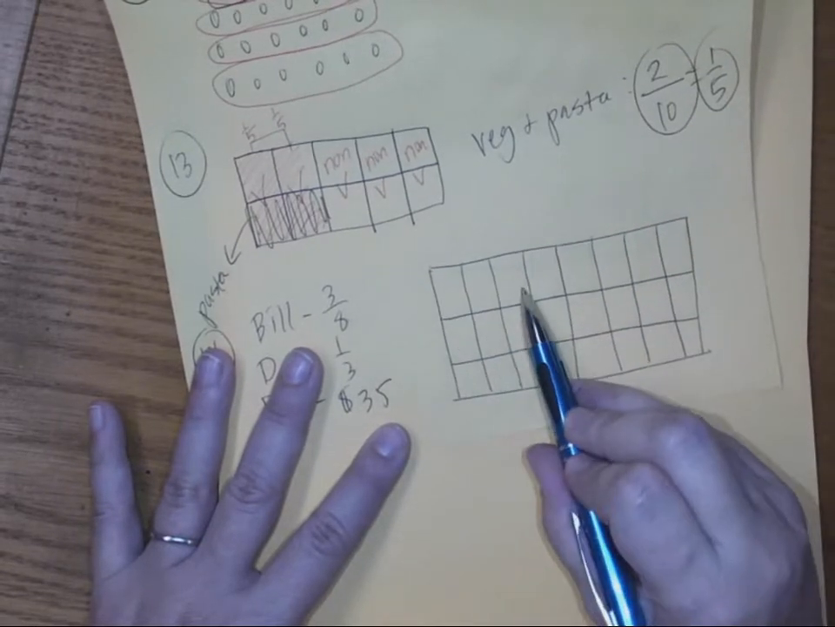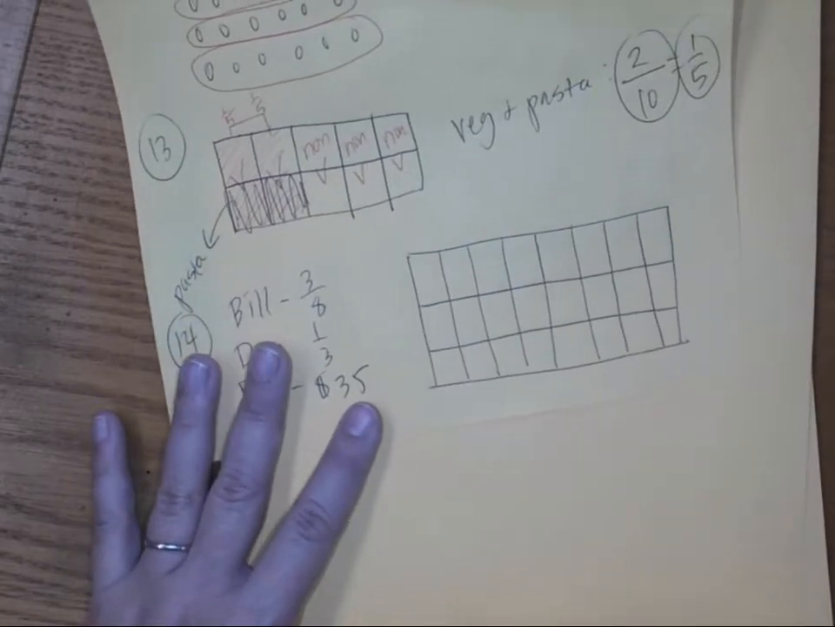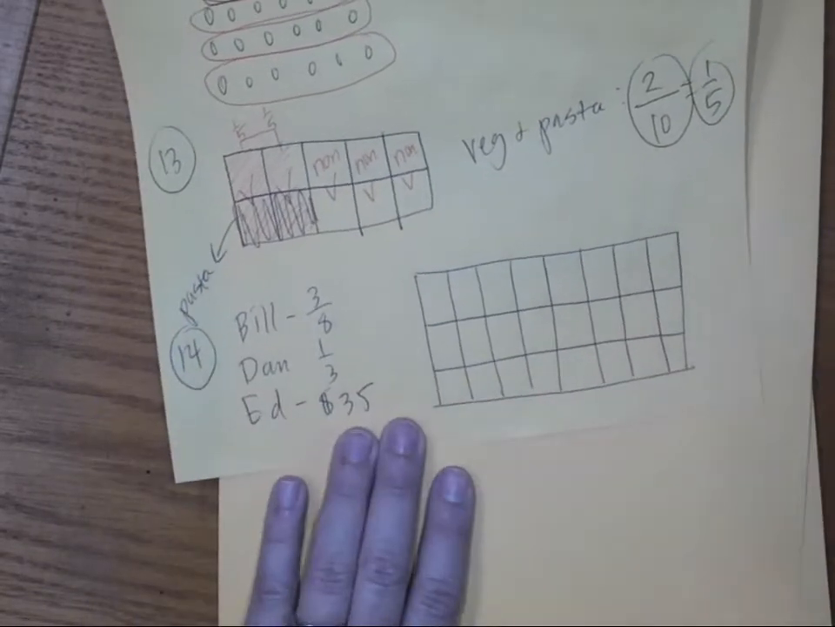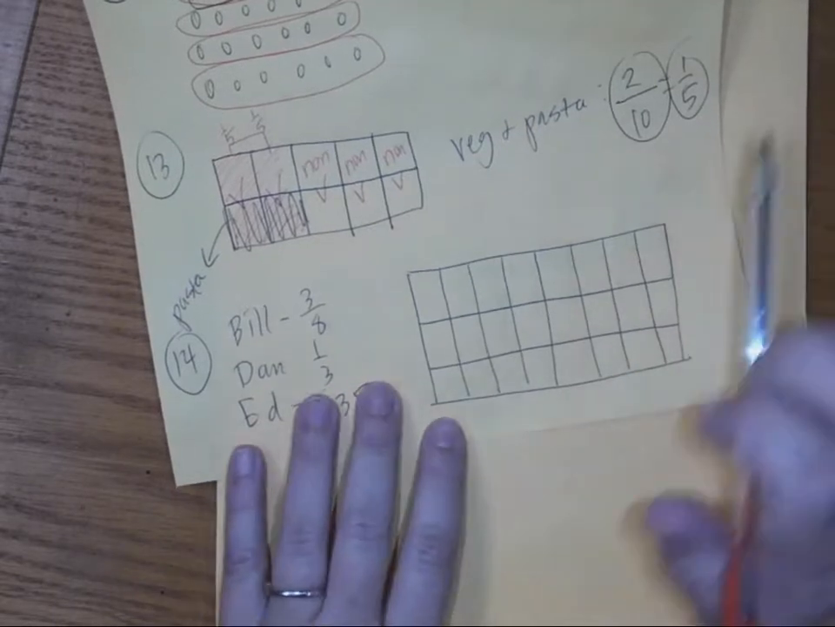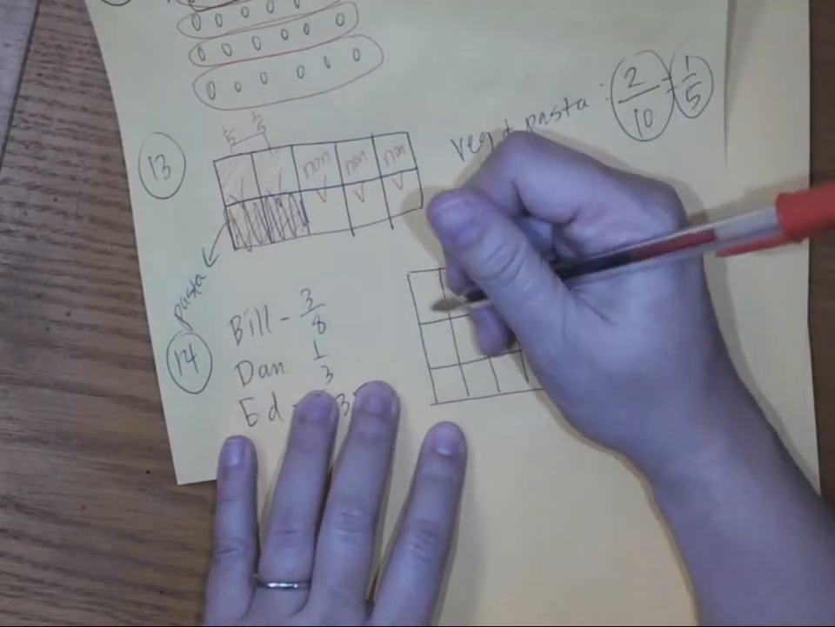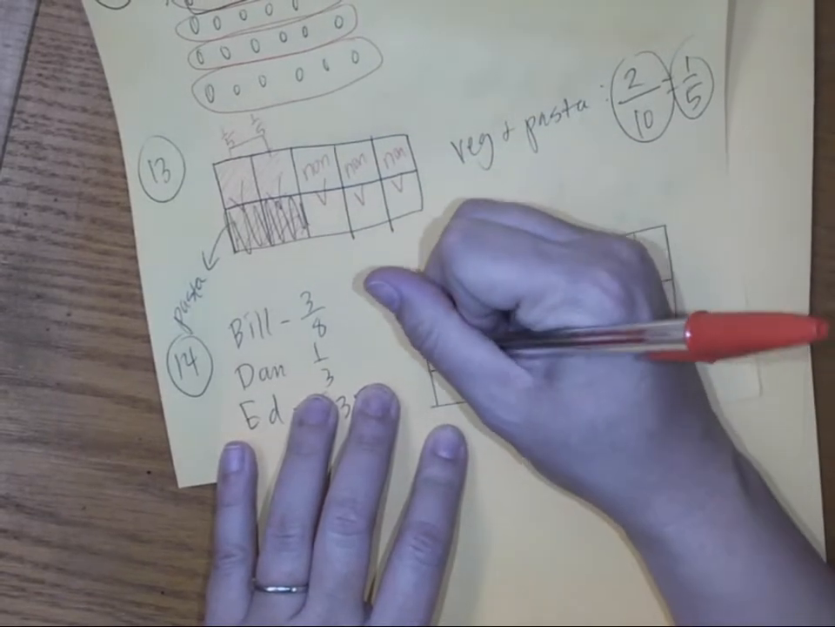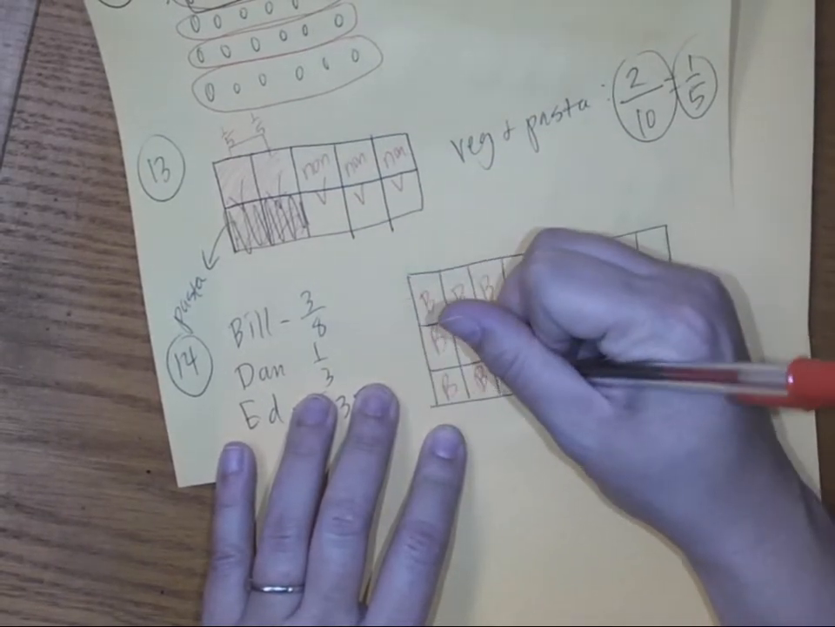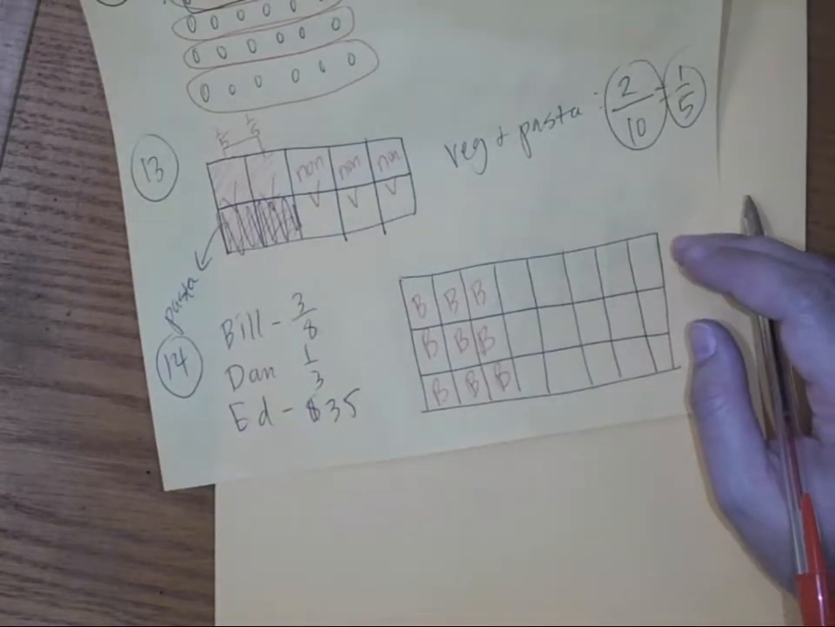So let's see, 1, 2, 3, 4, 5, 6, 7, 8, and then 1, 2, 3. So that's 24 pieces. So Bill needs to do 3/8. So 3/8 would be 8 pieces this way. Bill's gonna have 3 of those sections. Or out of 24 pieces, 3/8 would be 9 pieces.